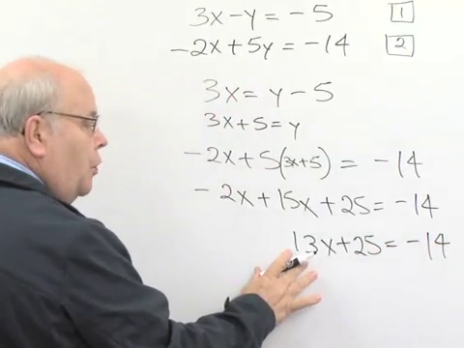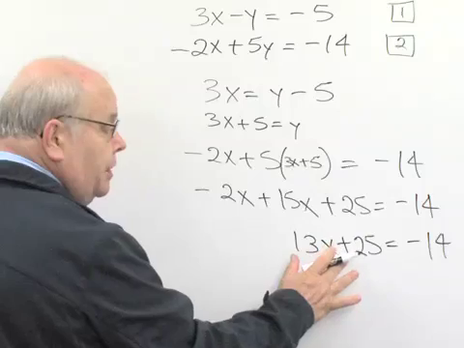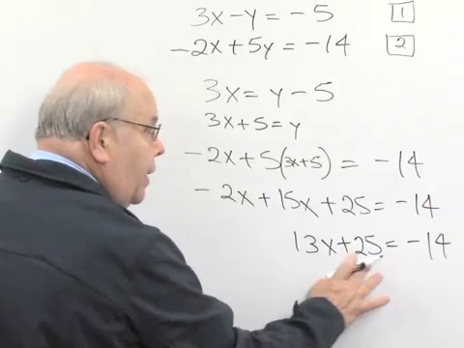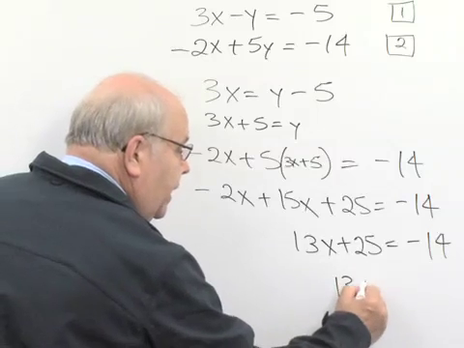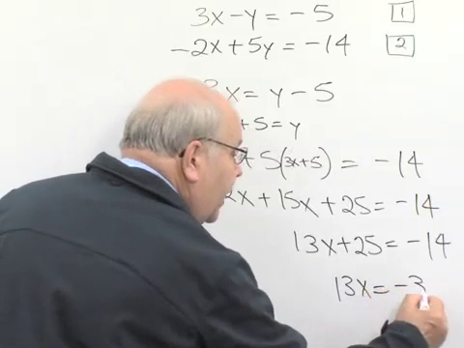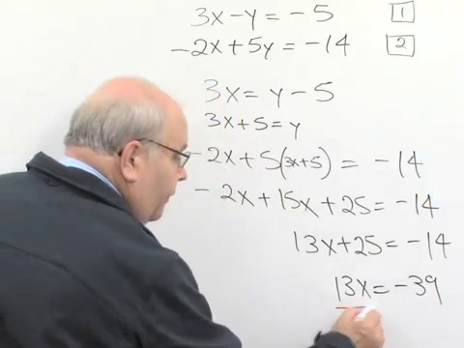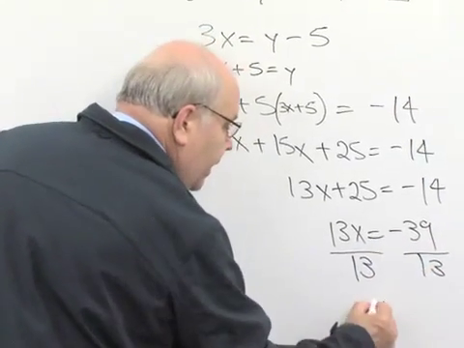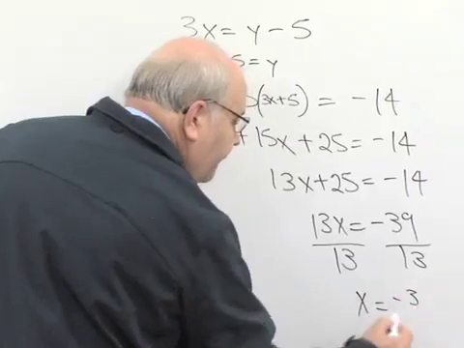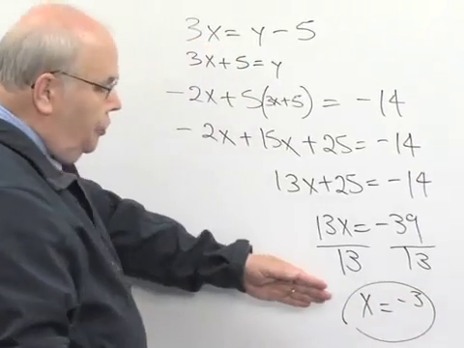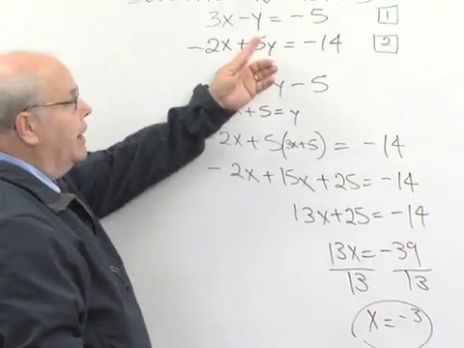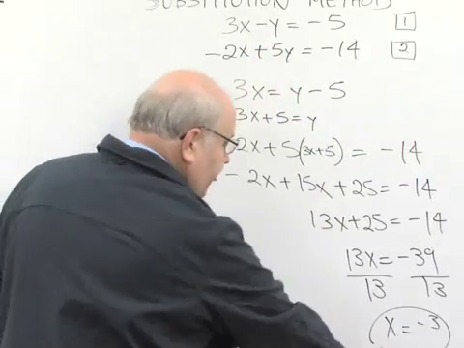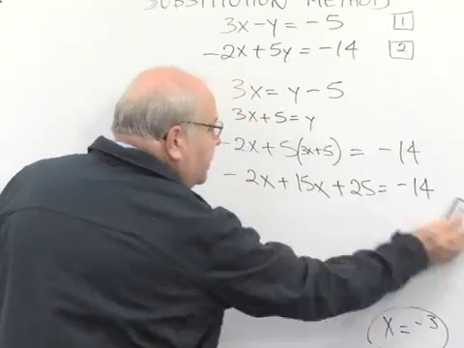Now I want to solve this equation for x. I have 13x plus 25 equals negative 14. If I added a negative 25 to each side, 13x would equal negative 39. If I divide each side by 13, this tells me x is negative 3. I'm going to use this result to go back now to equation 1 so that I can find out what y is.